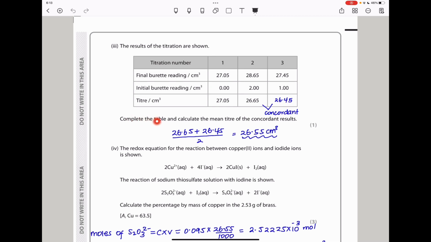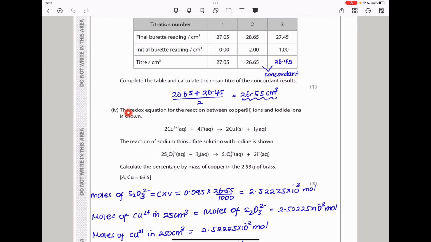Here they say complete the table and calculate the mean titer of the concordant results. So concordant results should be within plus or minus 0.2. So when you check that and that, these two are not concordant. That and that are not concordant. It's only these two that are concordant because the difference is very small. So I took these and used them to calculate the mean titer. That plus that divided by 2 gave me a mean titer of 26.55 centimeters cubed.